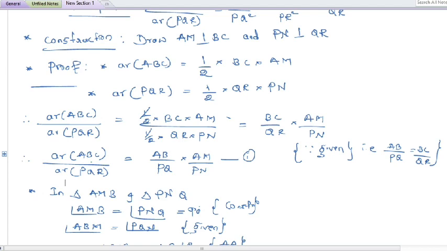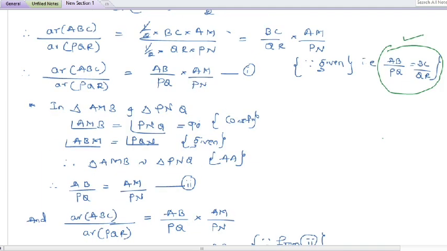What is the reason why I have written AB by PQ instead of BC by QR? I have given the reason in the bracket, because what is given here? AB by PQ is equal to BC by QR, it is given, corresponding sides are in proportion. So, in triangle AMB and triangle PNQ, consider triangle AMB and triangle PNQ.